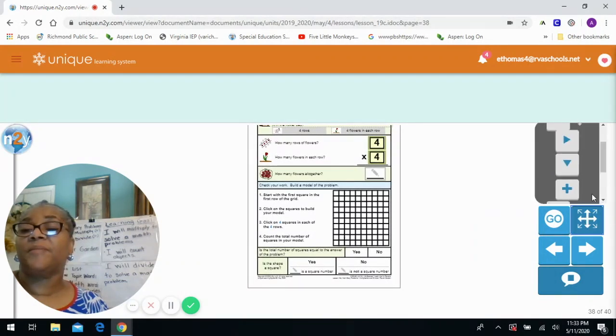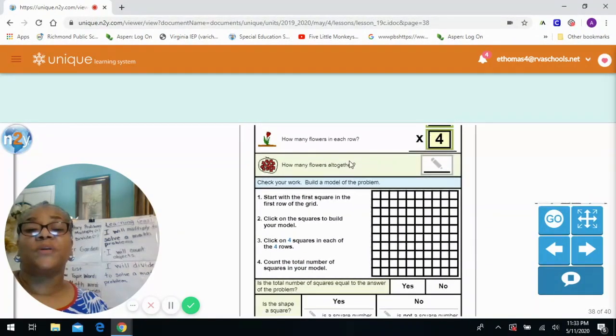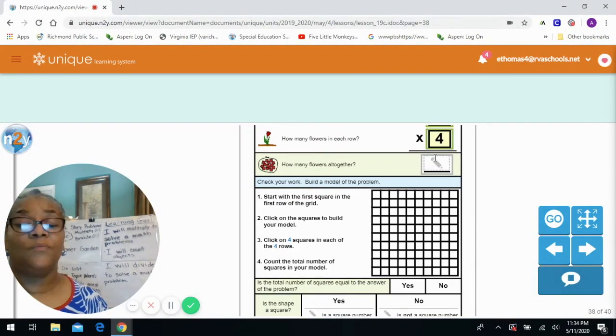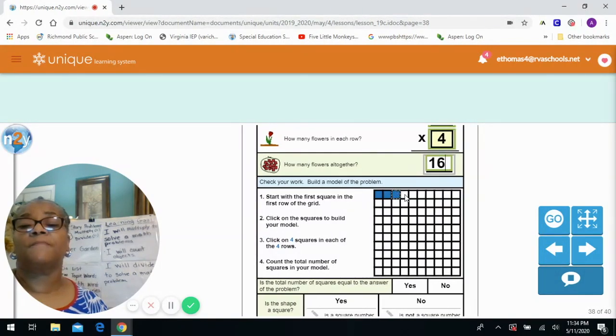Make this just a little bit bigger for me to see. Okay, so let's work it out. So we're going to start with, it says check your work. So we're going to use this to get the answer, okay? So we say 4 times 4 was what? 16. Now, let's see. We're going to start with this row, and we have 4. 1, 2, 3, 4.